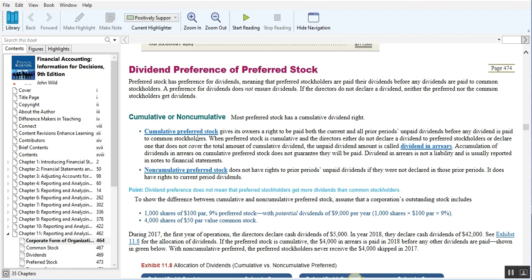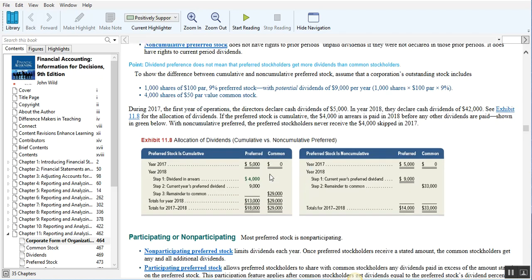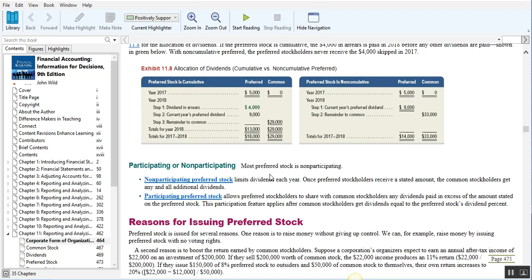It may not be that way, though, because there are cases where you have non-cumulative preferred stock, and if that happens, if the board should skip a dividend in a year, preferred stock is treated just like common stock. There's no difference in the treatments.